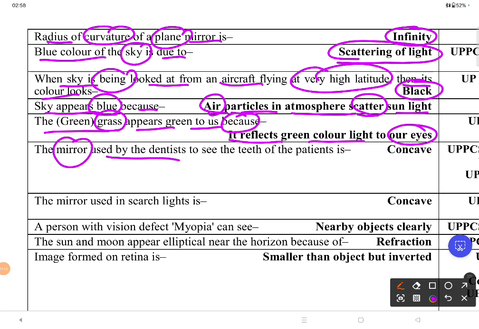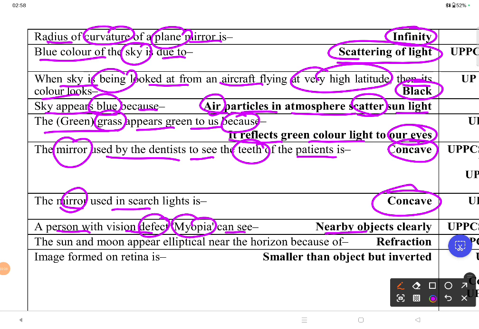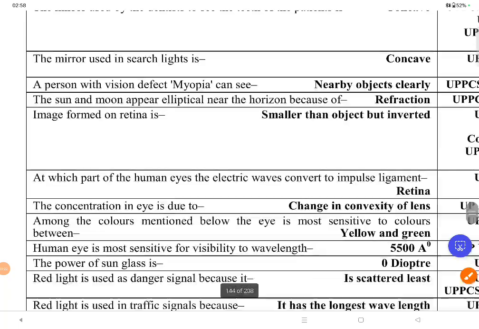The mirror used by dentists to see the teeth of patients is concave. The mirror used in a searchlight is concave. A person with the vision defect myopia can see nearby objects clearly. The sun and moon appear elliptical near the horizon because of refraction. Image formed on the retina is smaller than the object but inverted.